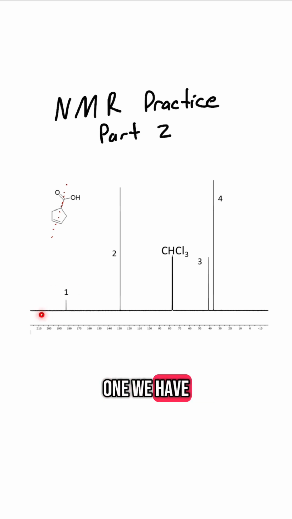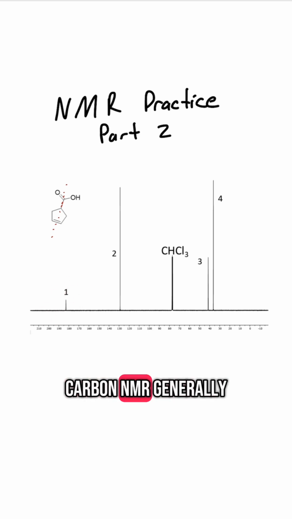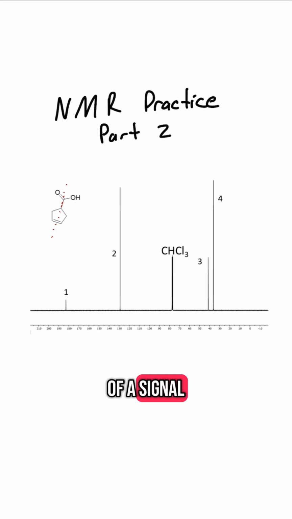The first one we have right here is kind of a smaller signal. And remember, carbon NMR generally isn't quantitative. However, the intensity of a signal can sometimes tell you some things. Generally, the way it was always taught to me is that the better the carbon signal, the faster the relaxation time, which means it's a little more floppy. A carbon with a slow relaxation time is less floppy, more rigid, which means it's usually bonded to more things.